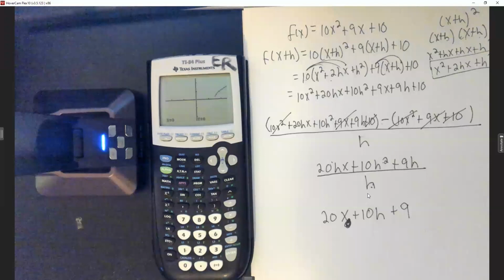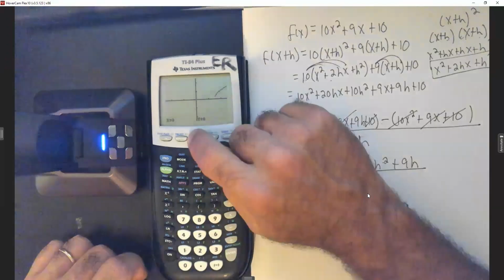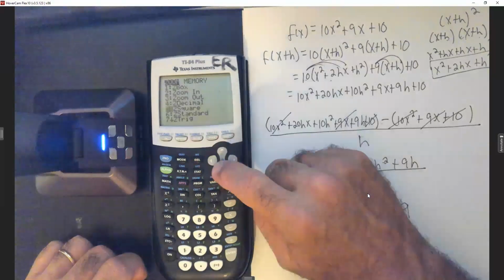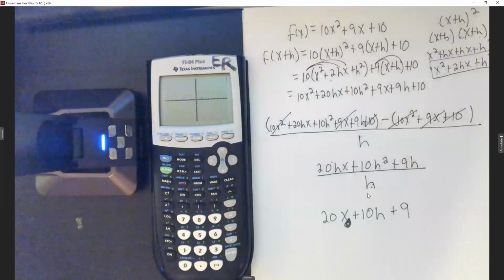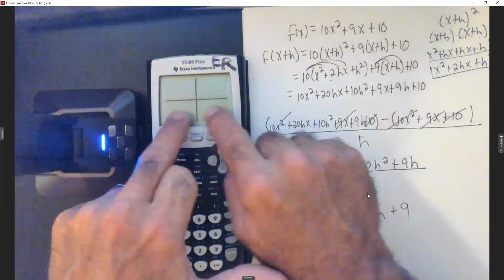And then if I wanted to go back to my regular screen, I would go back to Zoom and then down to Standard. And then notice it puts it back as a 10 by 10.